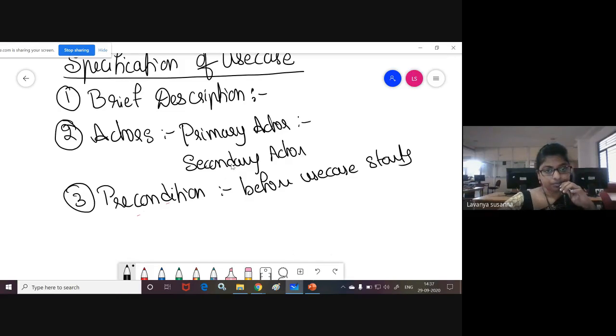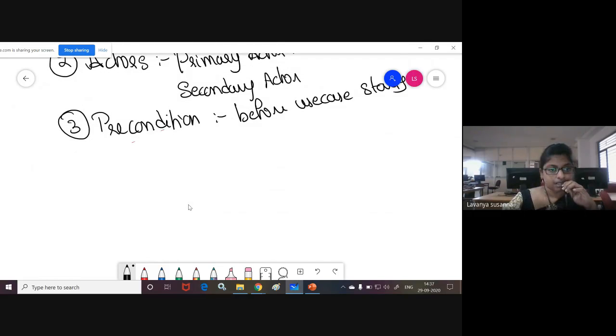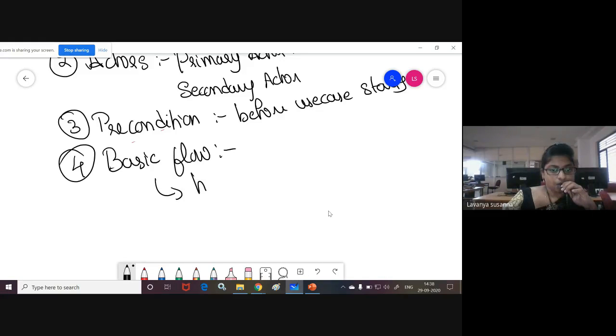Next, the fourth one, basic flow. Basic flow describes how the use case starts and how it ends. Basic flow is nothing but some sequence of actions to be performed. The use case contains some sequence of actions to be performed, right? That you need to describe one by one in the basic flow. How the use case starts and how the use case ends.